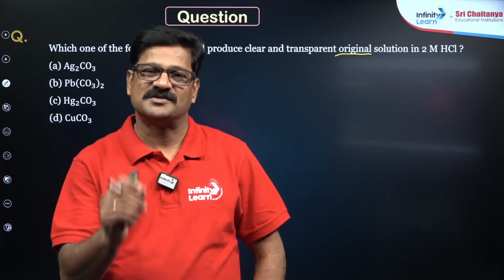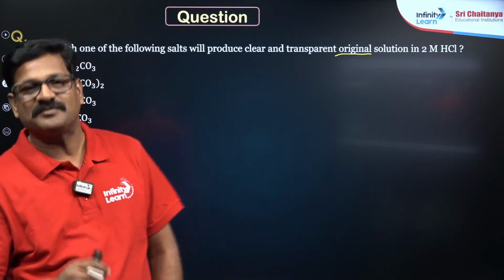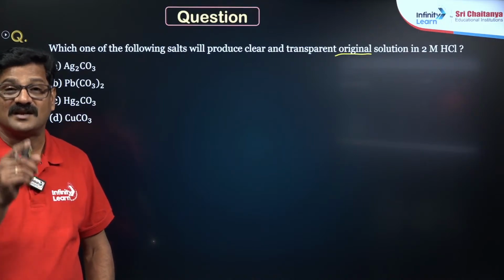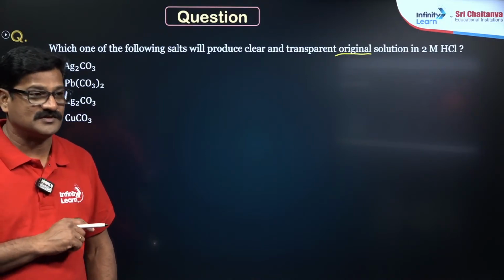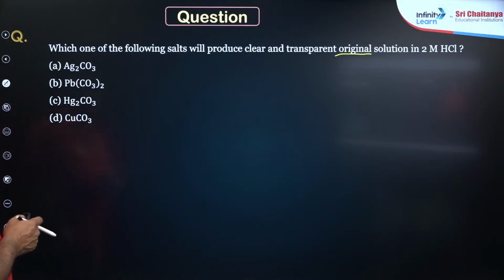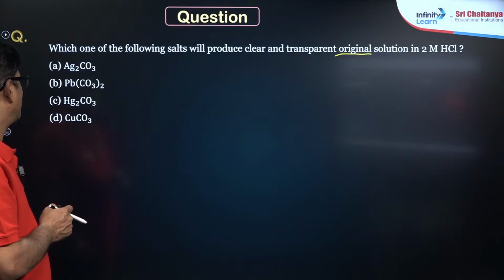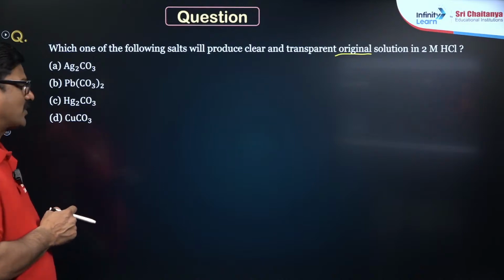The solution you use in the group separation table is called the original solution. It should be clear. Its solubility is clearly checked. So it is called an original solution. And which one of the following salts will produce clear and transparent? Silver chromate, lead chromate, mercury chromate, copper chromate.